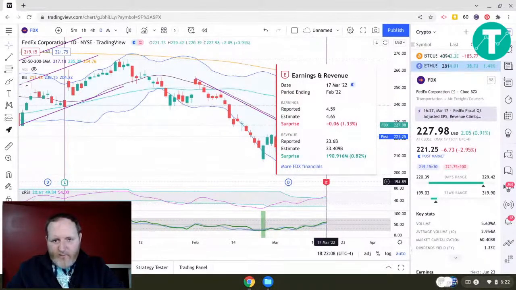They did have revenue of 23.6 billion, and I believe that was a 9 to 10% year-over-year gain, and it beat by 190 million. But yeah, FedEx got beat hard by higher transportation costs, higher labor costs, higher fuel costs, etc. And that just hurt their bottom line.